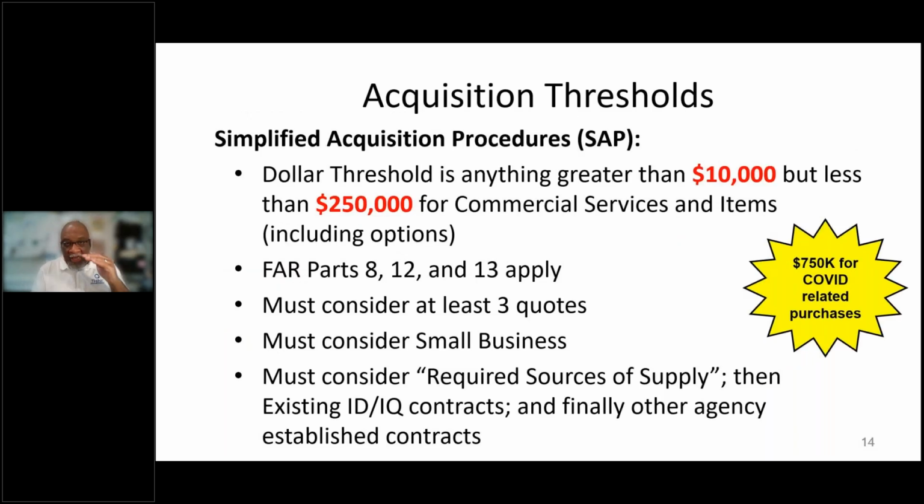The premise is over $10,000 but less than $250,000, including commercial services and products, which may get you to $7.5 million in the United States. This is the area, this is the focus. Here are the goals. Must consider three quotes, must consider small businesses, and you have to consider required sources of supply first. Okay, required sources, and we're going to talk about what those are in just a moment. Must consider required sources of supply first.